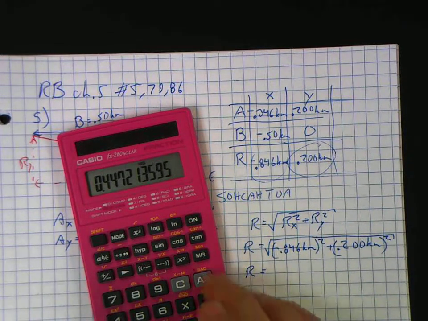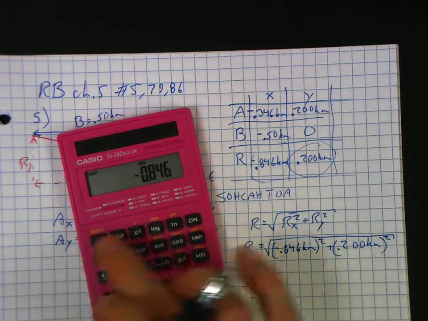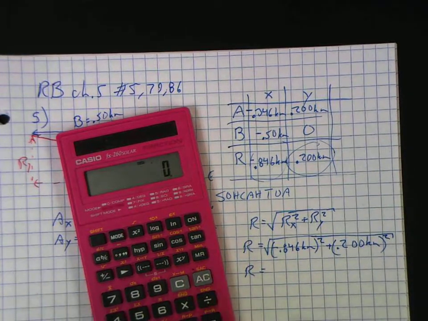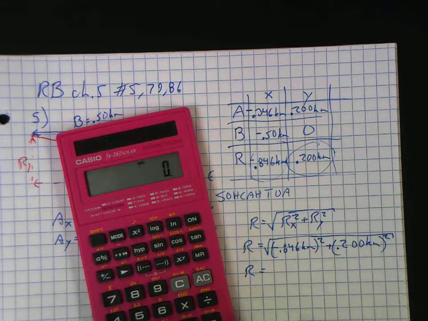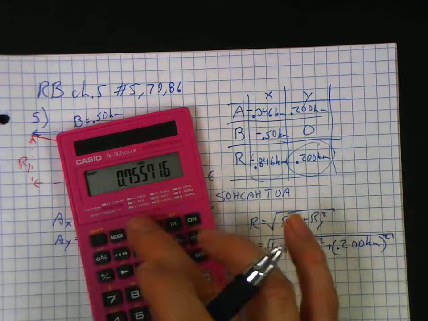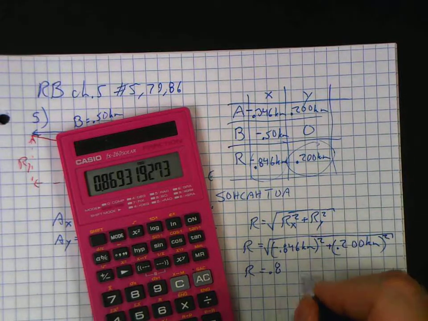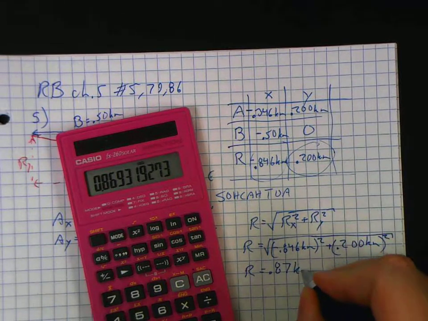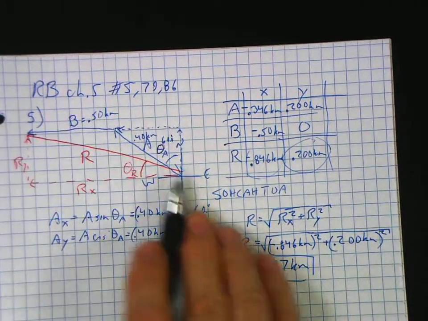I square rooted it, I don't know why I just did that. All right, let's try this again. 0.846, make it negative, stop hitting this shift button, square it. I'm not even convinced I did it right. 0.846 negative squared, okay, plus 0.2 squared equals, now I'm going to square root that whole mess, and I get 0.8. Now I got to go to the two sig figs that my problem had, 0.87 kilometers. This is the length of my resultant.